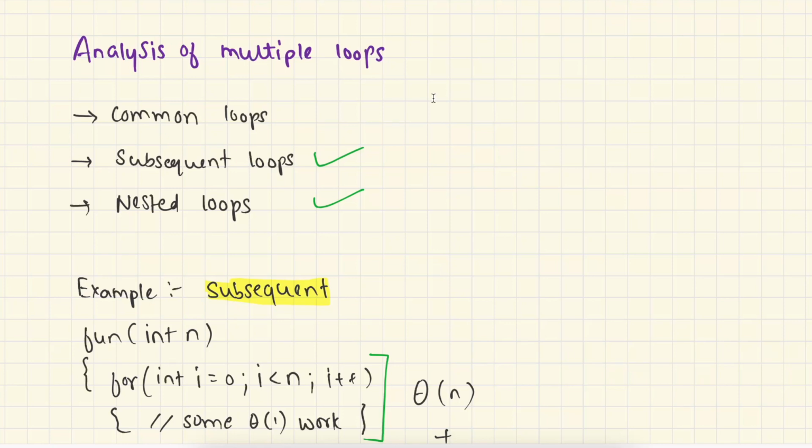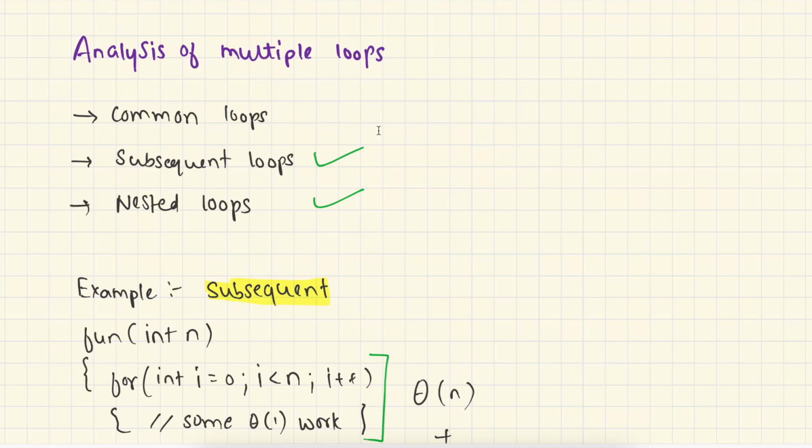In the previous video we have seen different types of loops and we have also seen how to find the order of growth of those loops. Now let's take the challenge to the next level and see what happens when we have multiple loops subsequently, or we have multiple loops nested in each other.